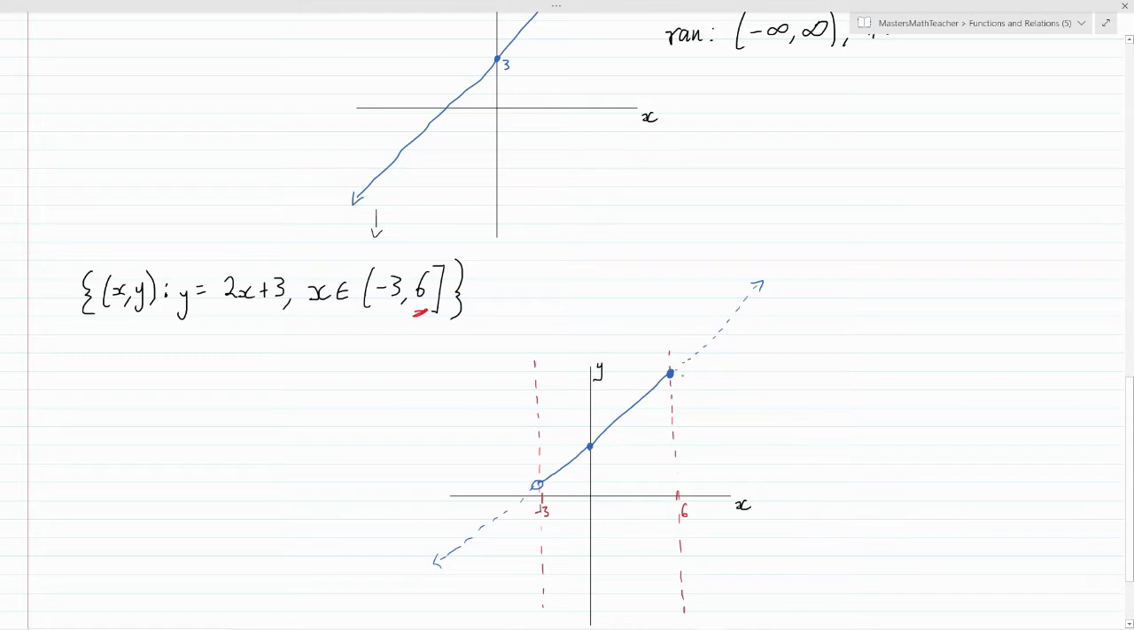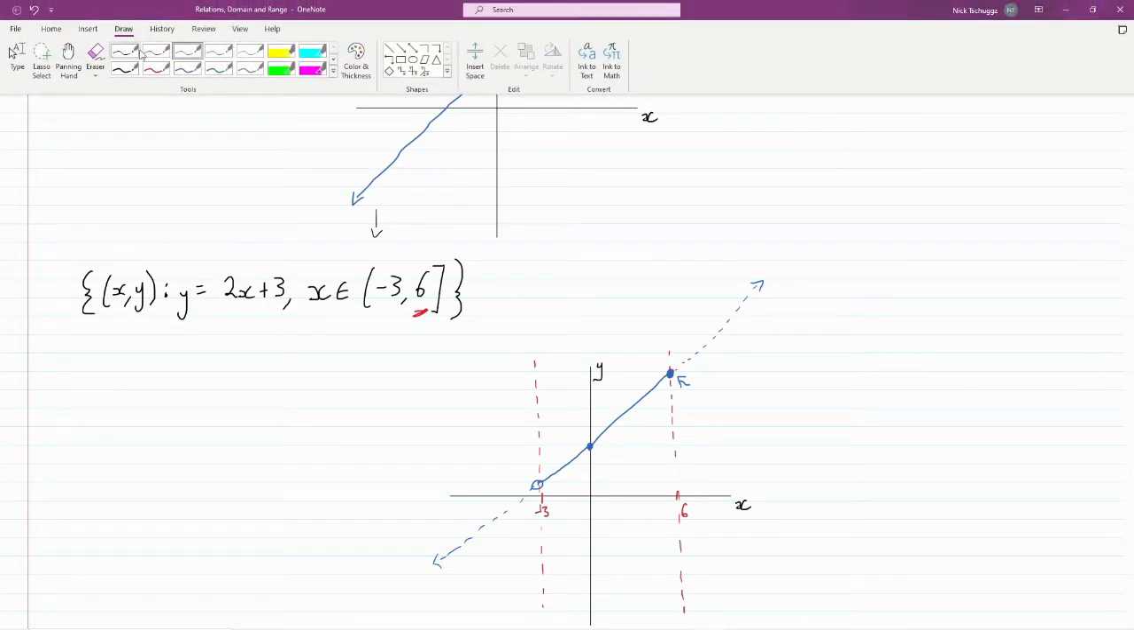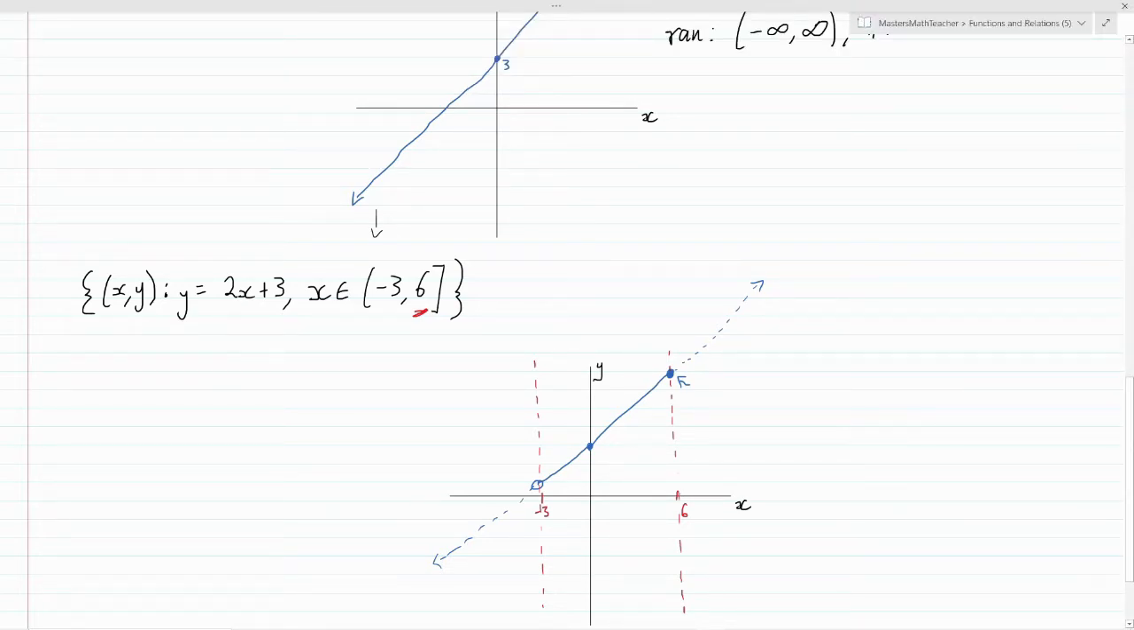How can I find out what the top y value is? Well, we know it occurs at x equals 6. So to find the y value at x equals 6, we can shove it into the equation. y equals 2 times 6 plus 3. y equals 12 plus 3, so 15. Okay, so this point is at (6, 15).